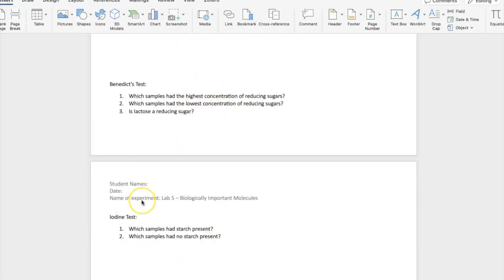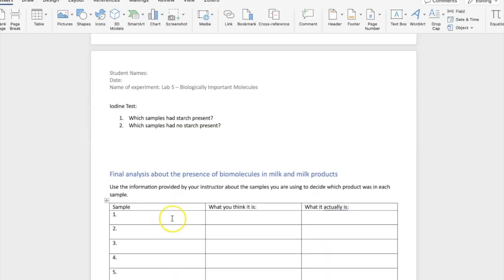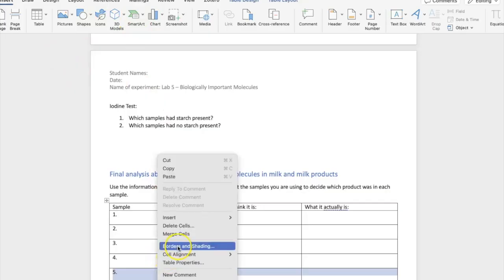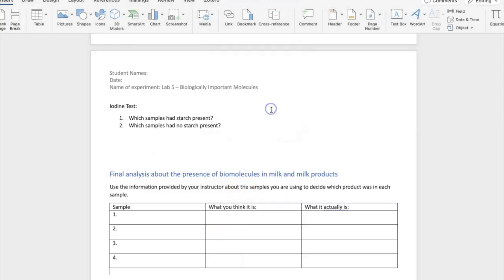Once they've spent some time doing their analysis and conclusion, they can look at the list of substances, or the list of milk and milk products, we should have 4, that they have in their lab manual, and we will present it to them on the slides, and they can make a decision as to what they think it is, and then we will let them know what it actually is on the slides.